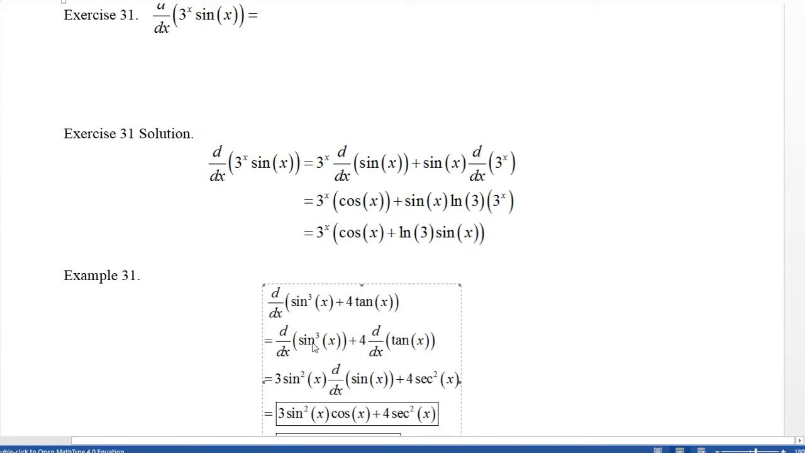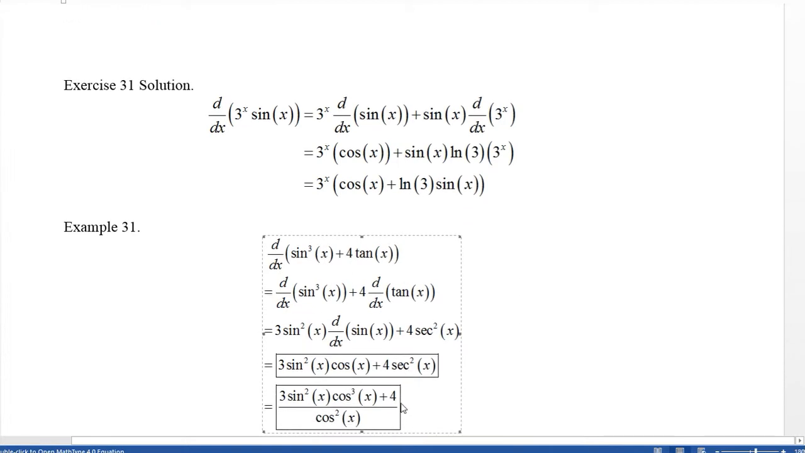And sine cubed. Now I'm going to think of this as a substitution. I'm going to do the substitution in my head this time. U equals sine x. So this is u cubed. So we're going to have 3 times u square times the derivative of u. Derivative of sine is cosine, so it's 3 sine square of x times cosine of x plus 4 secant square of x. You could leave it like that.